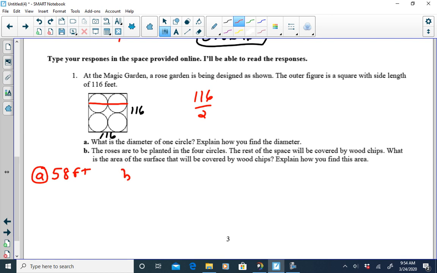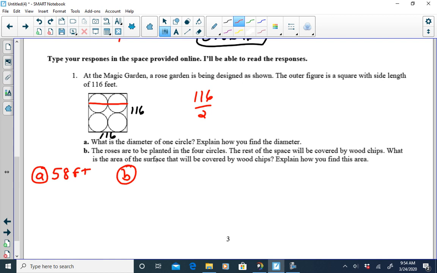Part B is going to require a little bit more work. It says the roses are to be planted in 4 circles. The rest of the space will be covered in wood chips. What's the area of the surface that will be covered by wood chips, and explain how you found your answer.